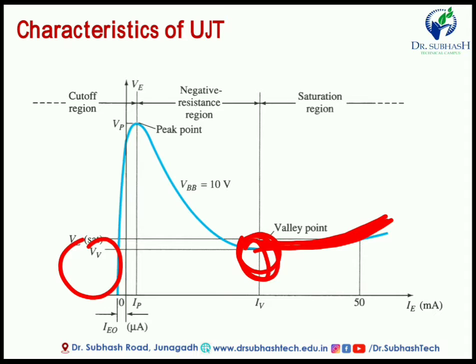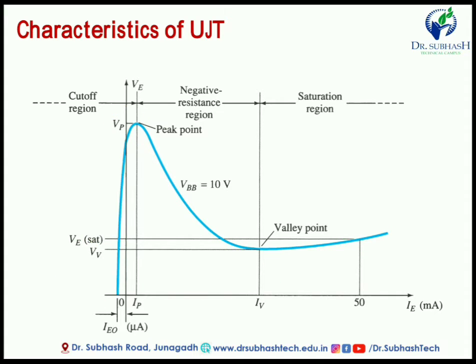Vv is the minimum voltage and Vp is the maximum voltage. After Vv, the voltage and current both increase and both are positive. So this is the positive resistance region, and it is known as the saturation region. So you have to remember this cutoff region, negative resistance region and saturation region. So this is about the VI characteristic of UJT.